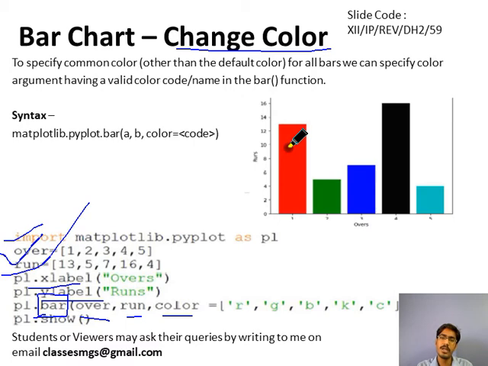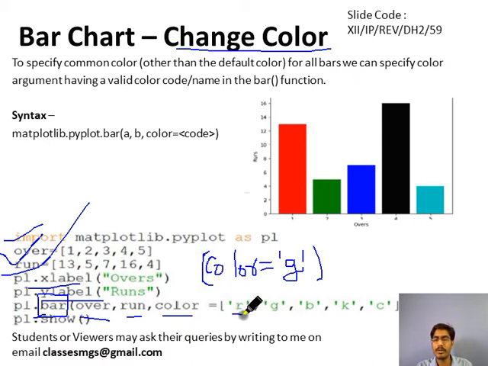If you want to draw all the bars in the same color, then you will write it like this: color equals a single color that you pass. Let's suppose you want to draw all of these in green color, then you will pass it like this. If you want to draw all the bars in green color, you will do it like this.